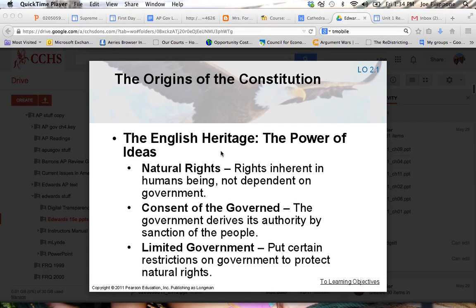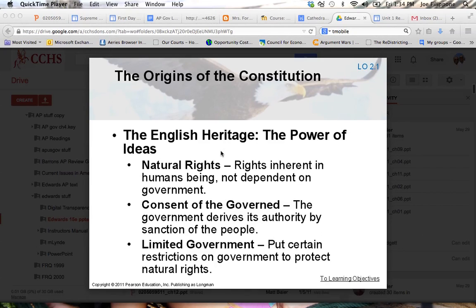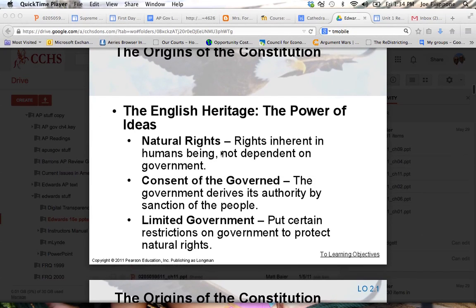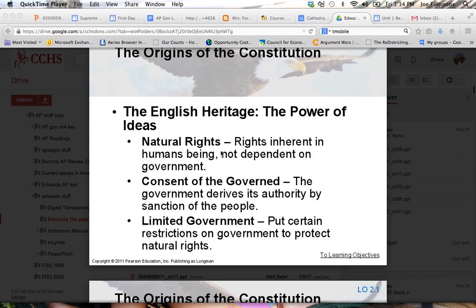So where did they get these ideas? That's the one thing that they need to look at. Where did they get the ideas that they think they could rebel and start their own government? Well, there were a lot of English philosophers and French political philosophers during the Age of Enlightenment, and they came up with quite a few things.